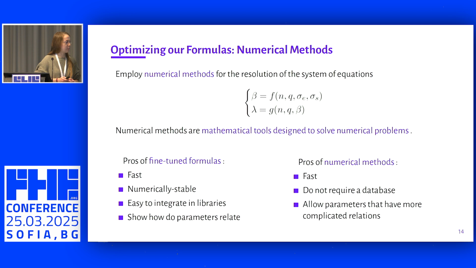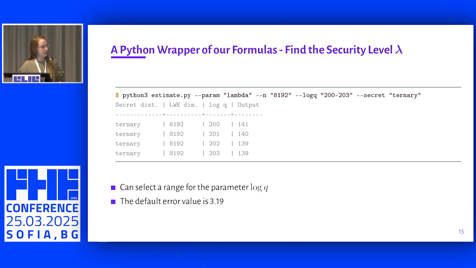Okay, so we implemented all of this in a tool, which is open source and in Python. How do we use it? For example, to estimate the parameter lambda, we can run estimate.py. We can choose as parameter lambda, and then we give our other parameters. In this case, we chose an example that could be some parameters for BGV or BFV and CKKS.